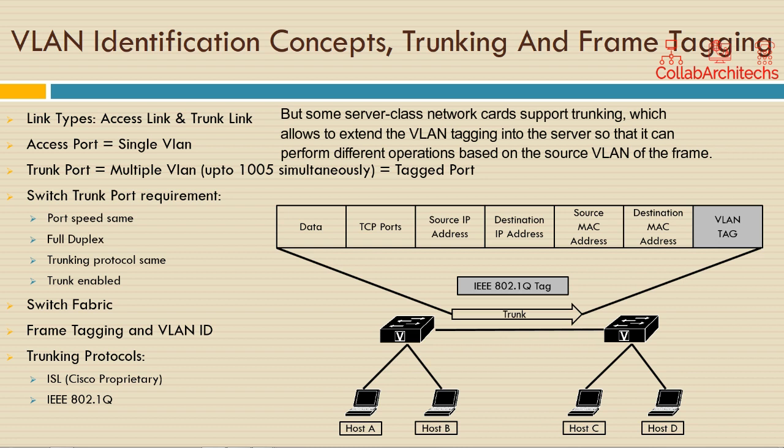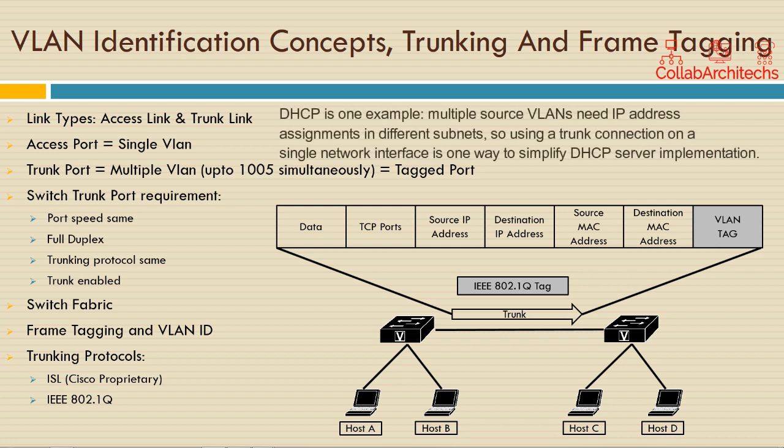But some server class network cards support trunking, which allows you to extend the VLAN tagging into the server so that it can perform different operations based on the source VLAN of the frame. DHCP is one example. Multiple source VLANs need IP address assignment in different subnets. So using a trunk connection on a single network interface is one way to simplify DHCP server implementation.